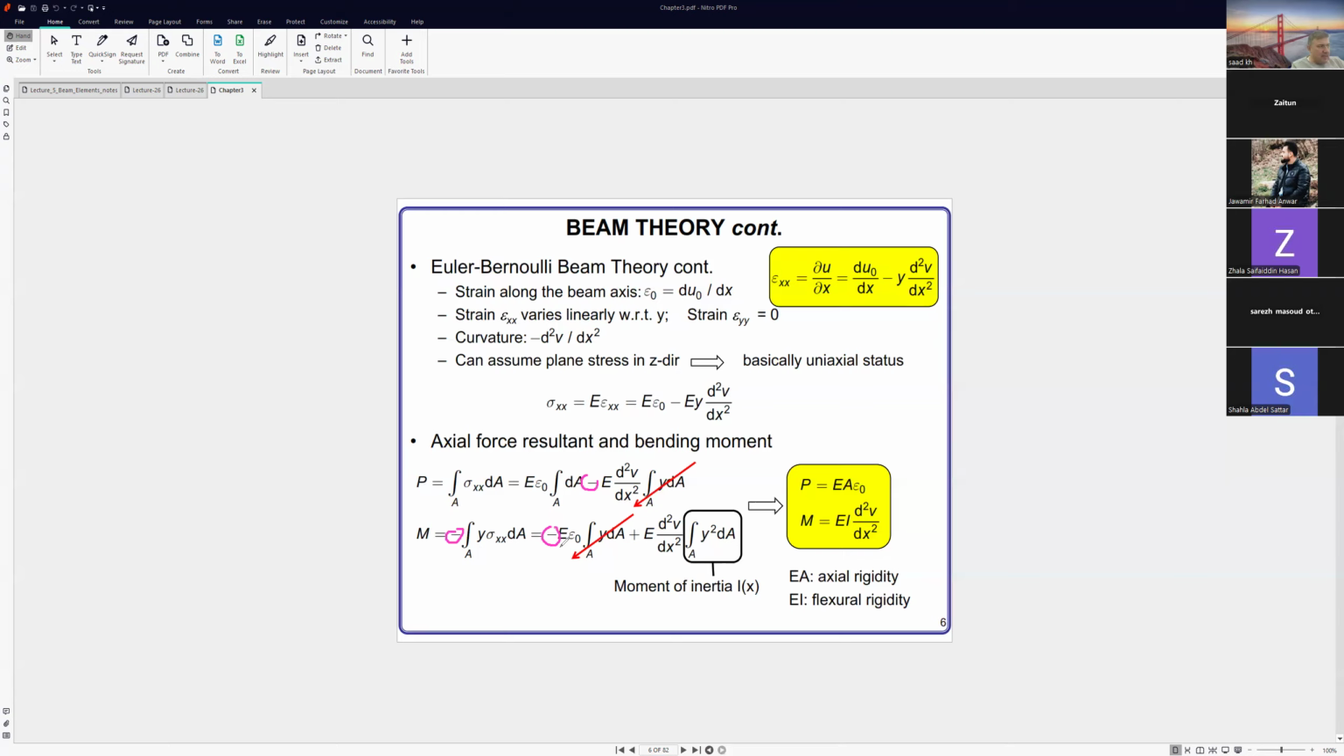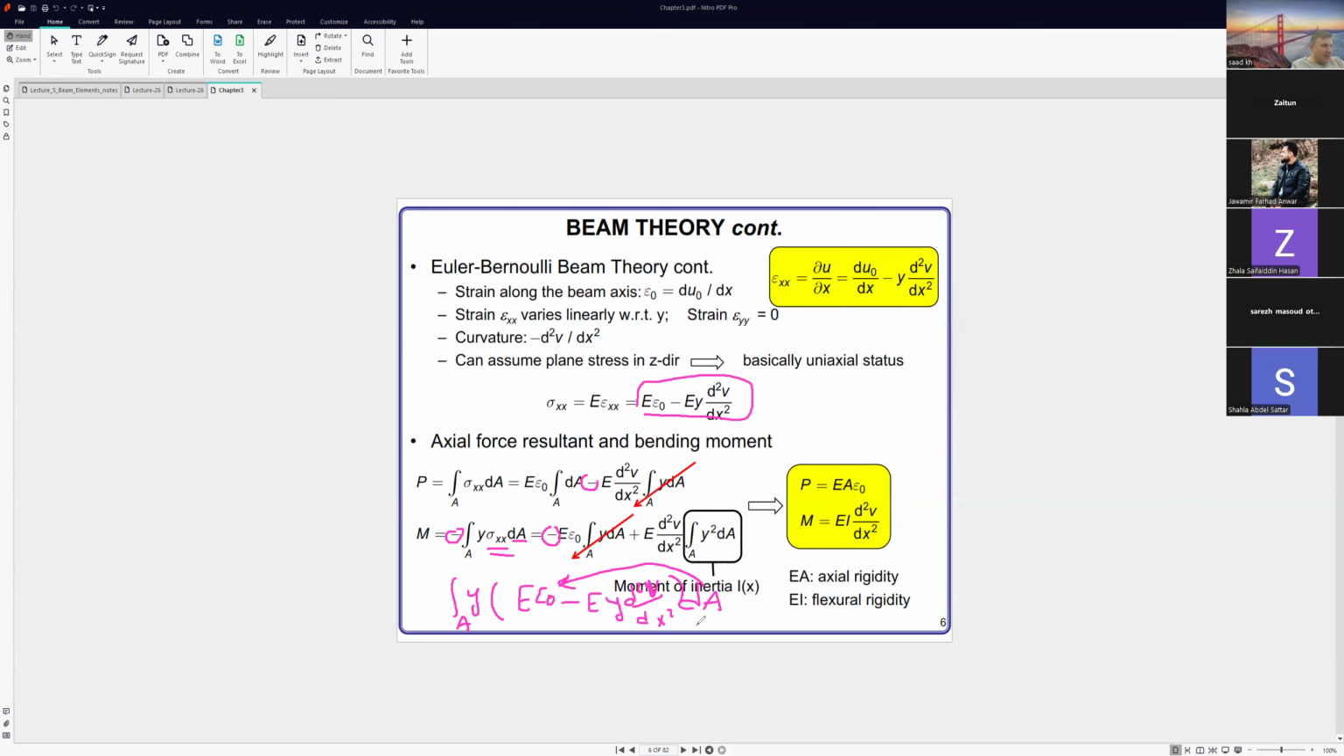After making this integration, y times sigma xx, which is E epsilon naught minus E y d squared v over dx squared. So here we will have y times the integration, and here we have a dA. So dA times this term and dA times this term.